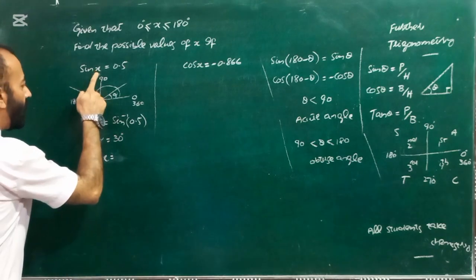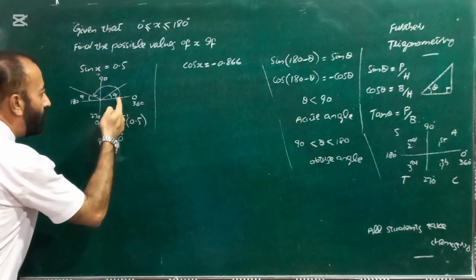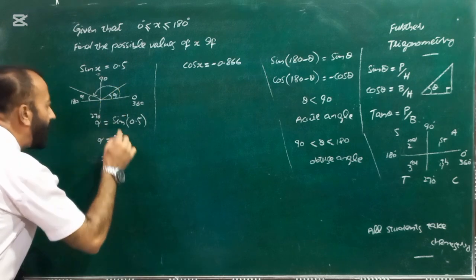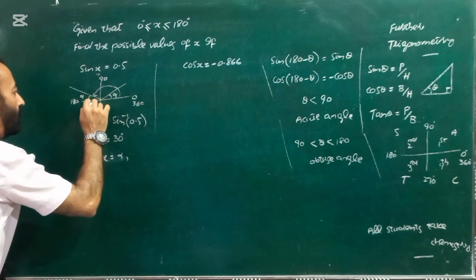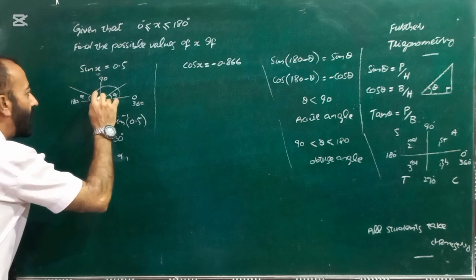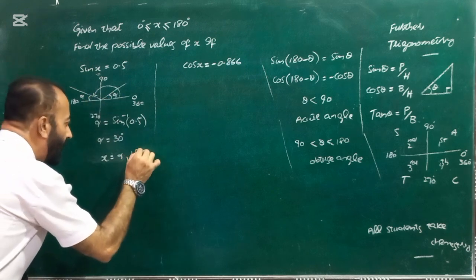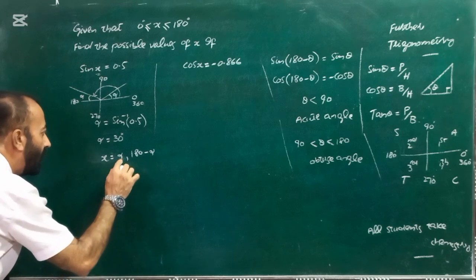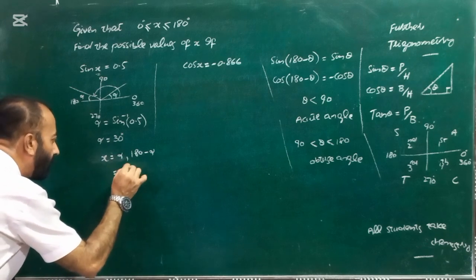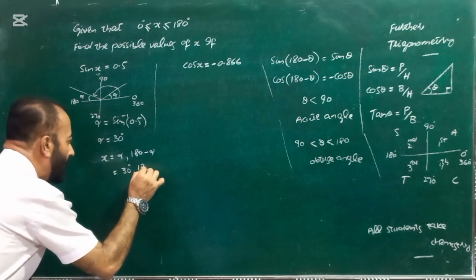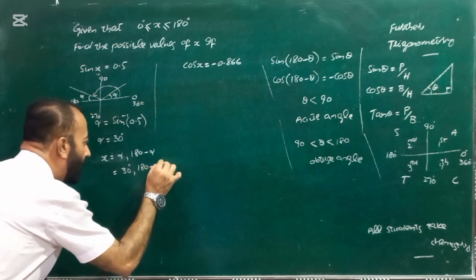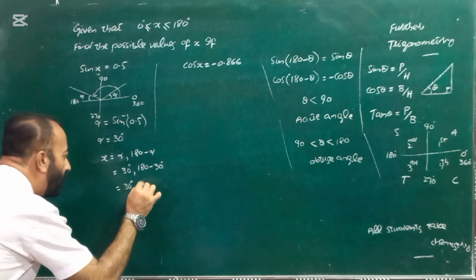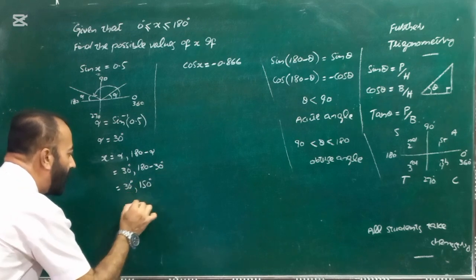So the basic original angle x will be equal to alpha, as we move from 0 degree. And the second angle from here to here will be equal to 180 minus alpha. And in the next step we will put the values of alpha here. So alpha is 30 degree, and here 180 minus 30. So in the last step, 30 degree and 150 degree are the answers.